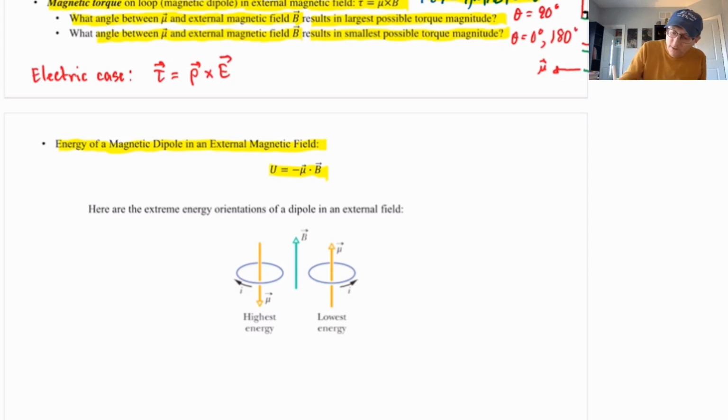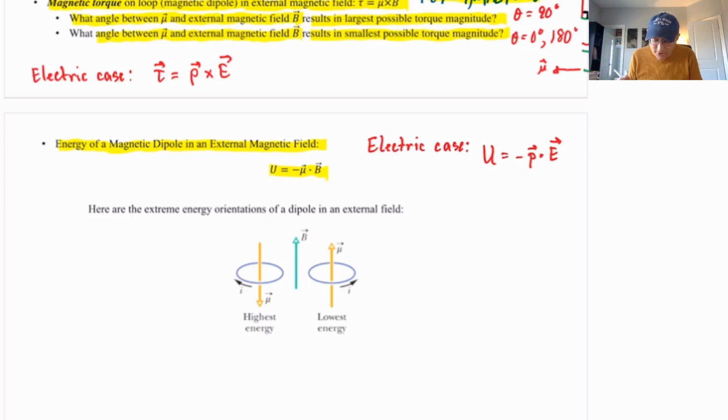I will just remind you that in the electric case, if you start out in the electric case with the electric dipole aligned with the electric field so that there's no torque, and you want any other configuration, you're going to have to do work to rotate that electric dipole. So again, there's stored energy. And in the electric case, that's given by negative P dot E. That's the electric version. Now we have the magnetic version.